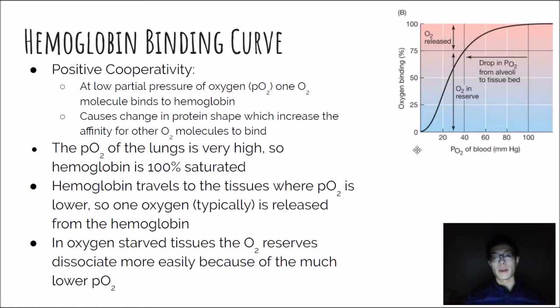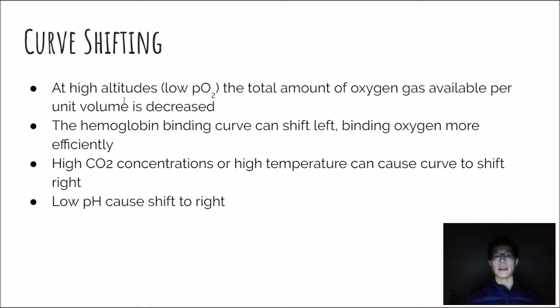So it's a sigmoidal curve. It shows positive cooperativity, but depending on what's around in the surroundings, it can cause the curve to shift slightly. And that's just a way that your body mediates the necessity to pass oxygen to the needed tissues.